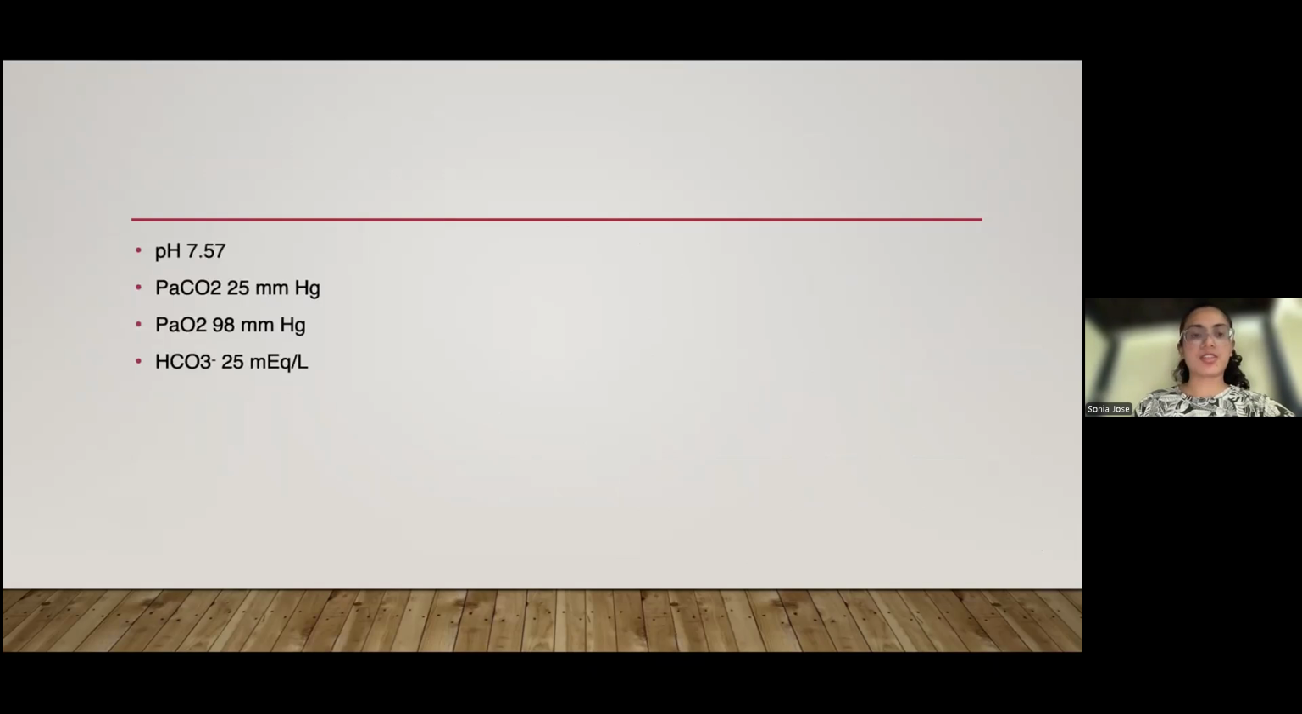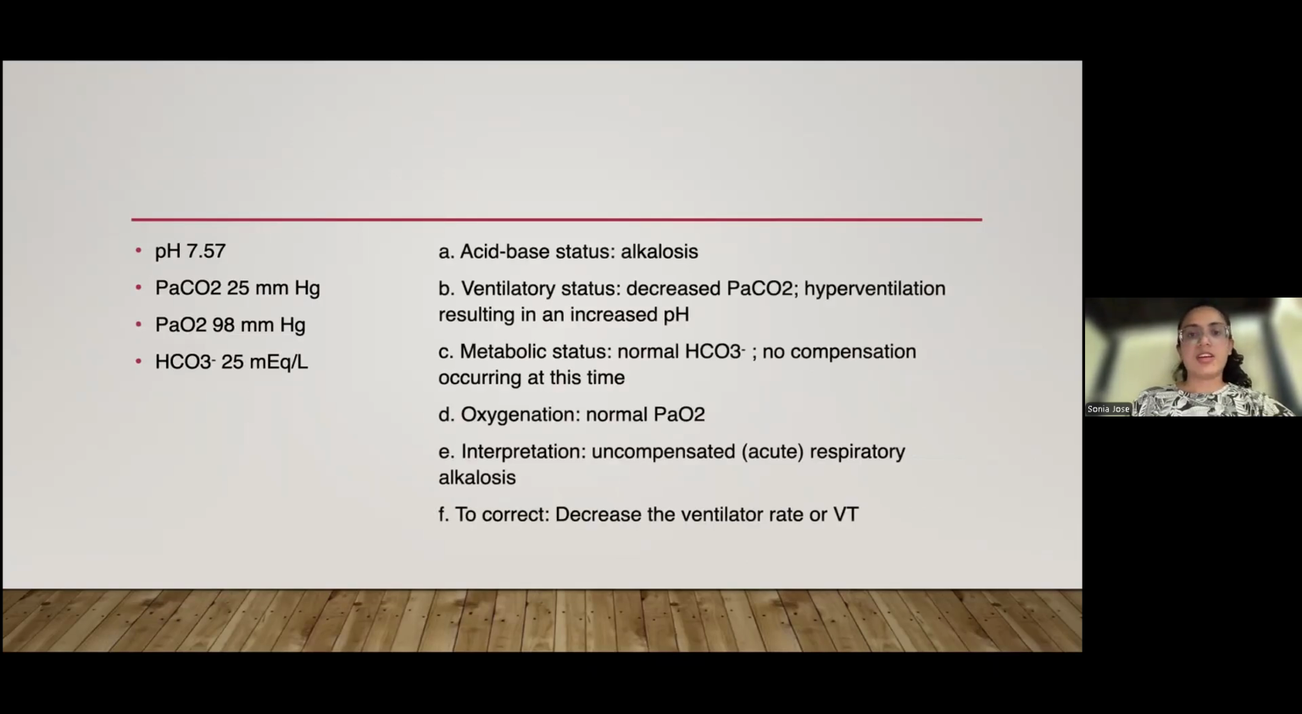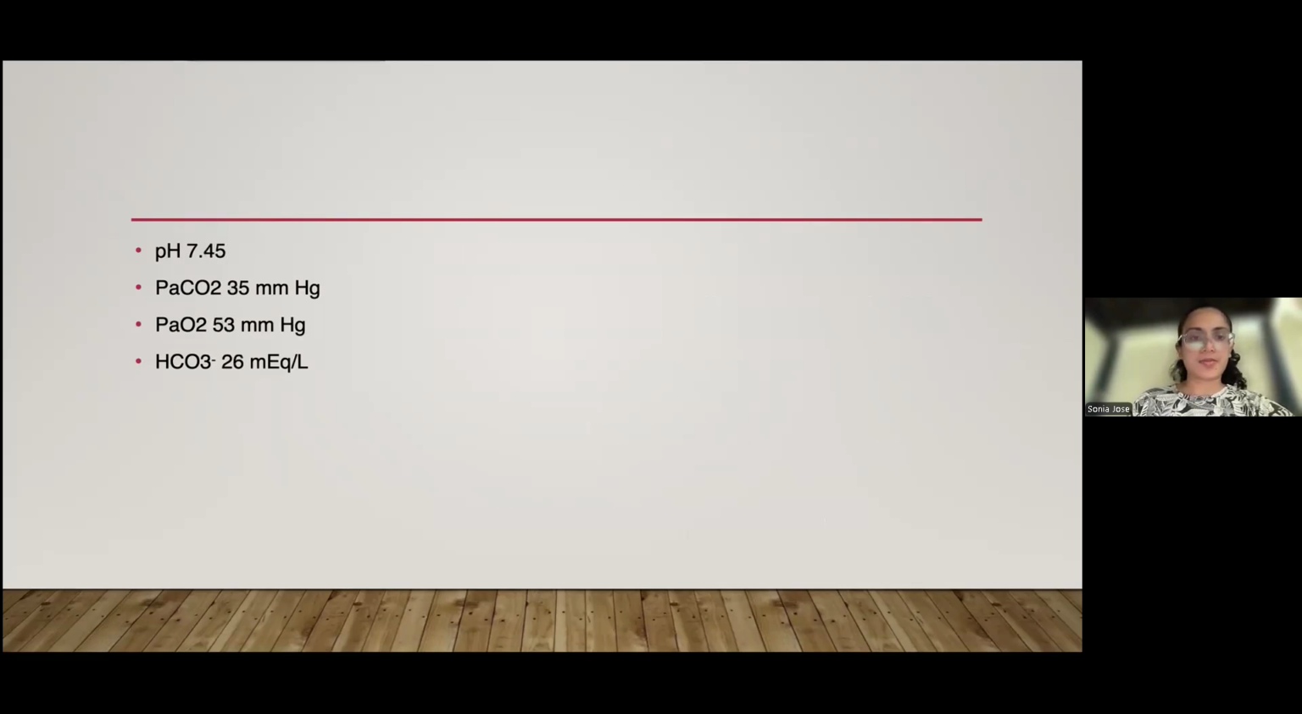Okay. So this is the next question. Respiratory alkalosis. Yes. And the compensation? Not compensated. Oxygenation status. Okay. So acid-base status is alkalosis, decreased PaCO2, that means the patient is hyperventilating, normal HCO3 levels and normal PaO2. So it is uncompensated respiratory alkalosis. We can reduce the rate or tidal volume if the patient is on mechanical ventilation. Next question.